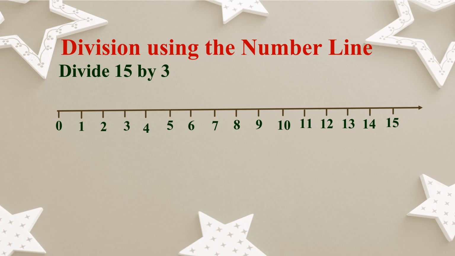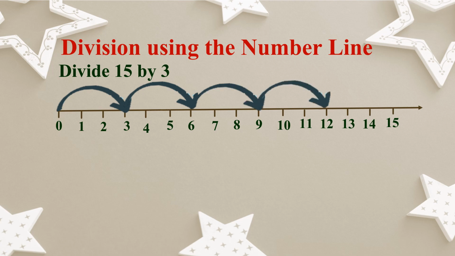Now let us jump by 3. 0 to 3. So 3 numbers we should jump. The next 3, 4, 5, 6. Now 7, 8, 9, 10, 11, 12, 13, 14, 15. Now count how many jumps we took from 0 to reach 15. 1, 2, 3, 4, 5. So 15 divided by 3 is equal to 5.